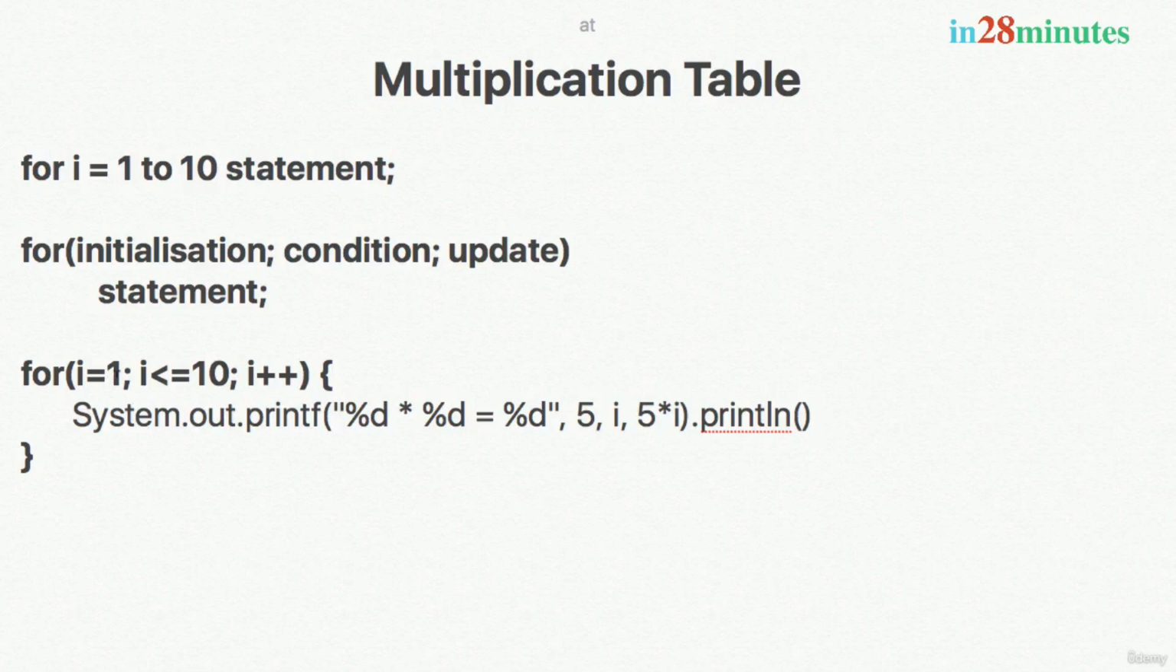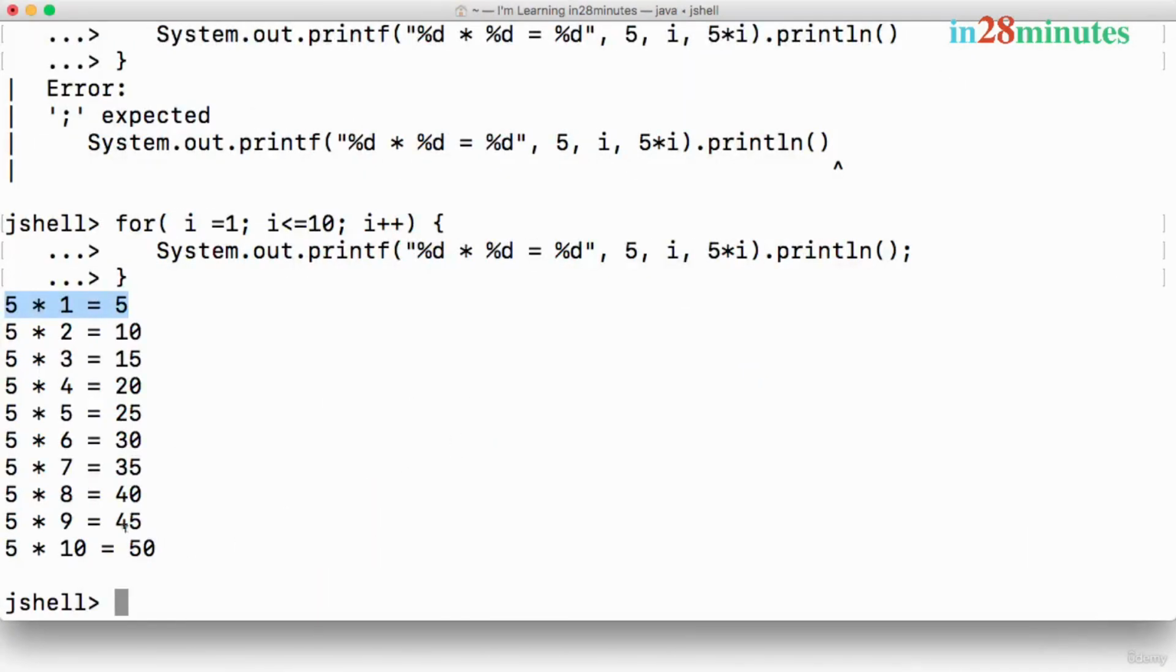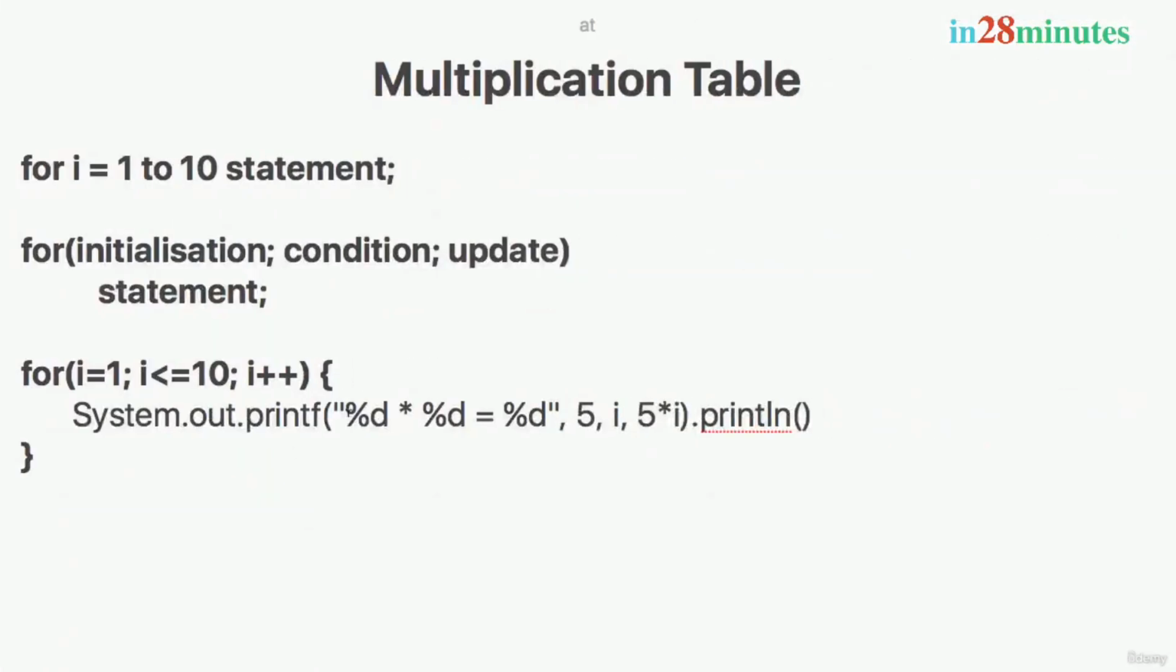So i has a value of 1, less than or equal to 10, executed. i gets incremented, i has a value of 2, less than or equal to 10, yes. 3, yes. 4, 5, 6, 7, 8, 9. When the value of i is 9, i plus plus gets executed, i becomes 10, i less than or equal to 10 is true. So System.out.printf gets executed and we see the output 5 into 10 is equal to 50. Once the statement is printed, i gets incremented again. Now i would have a value of 11 because from 10 it becomes 11, and the condition check gets executed. i less than or equal to 10, is that true? Nope. It is not true because i has a value of 11, and that's when we quit the loop and go out.